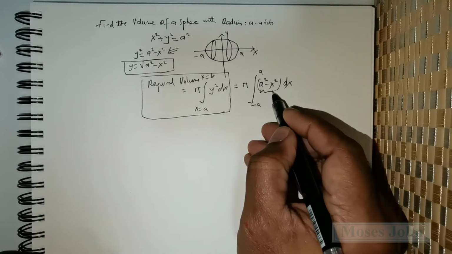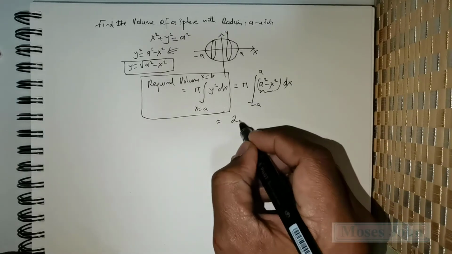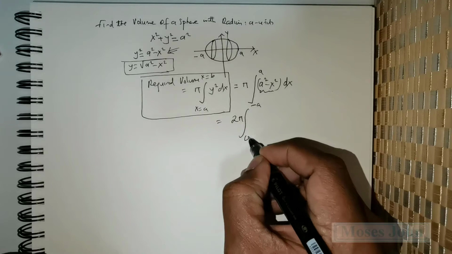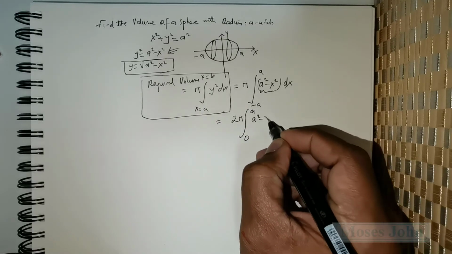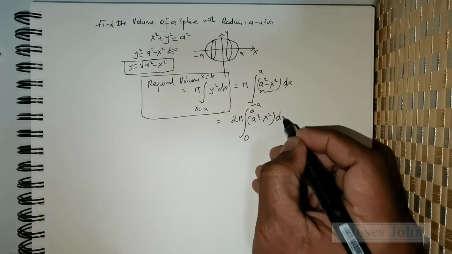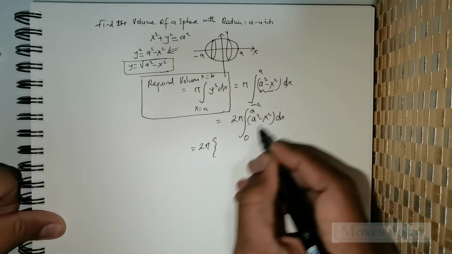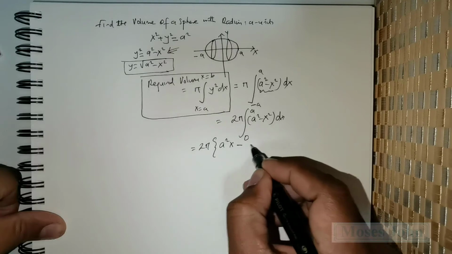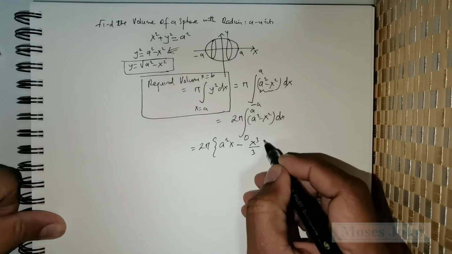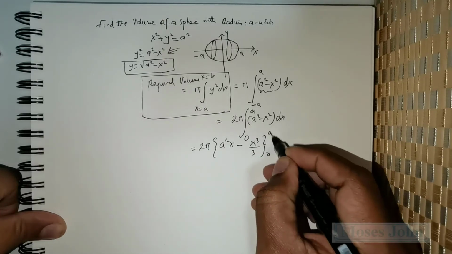Now this is an even function, so we can rewrite this as 2 times pi, integral from 0 to a of a squared minus x squared times dx. Now if I were to integrate, this is going to be 2 pi of a squared times x minus x to the power 3 divided by 3. The limits are 0 to a.